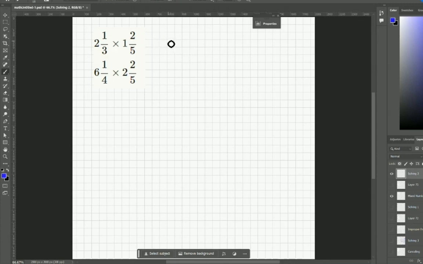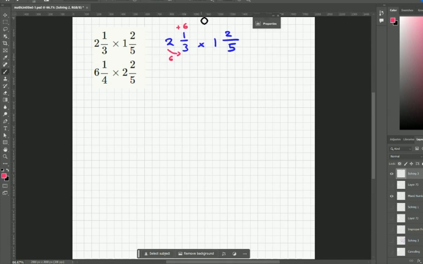So let's look at this first one here. 2 and 1/3 multiplied by 1 2/5. Okay, we want this in an improper fraction. How do we do that? Well, let's do this one at a time. Whenever we want to convert something to an improper fraction, we multiply the whole number by the denominator, and then the resulting number, which in this case is 6, we add to the numerator.